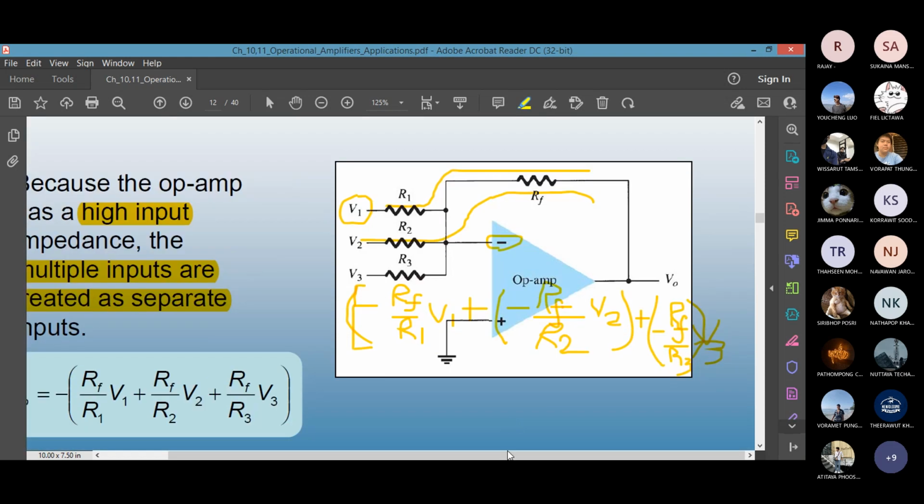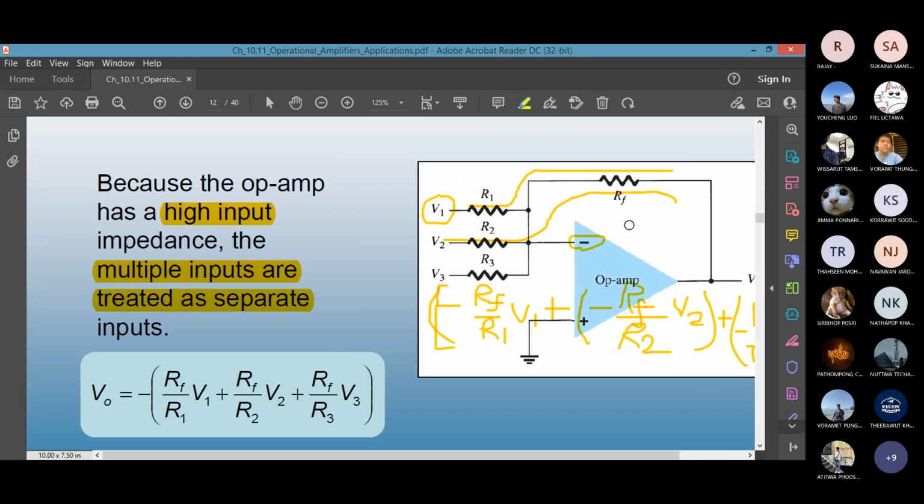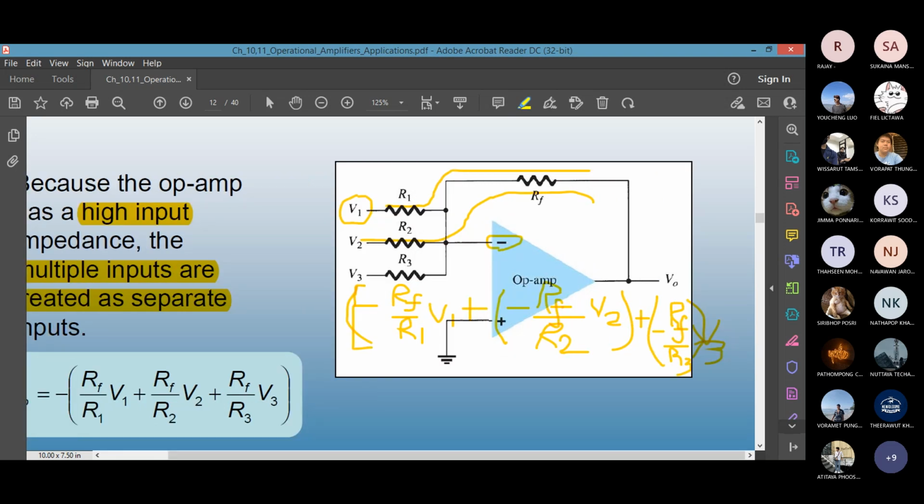If you add all of this and simplify the expression, it's like this. V out equals minus, because everything is a minus sign. In the bracket, you add the gain times the input voltage. You can have more. You can have 5, 6, 7. It doesn't matter. But this is called a summing amplifier. Any questions about this one?